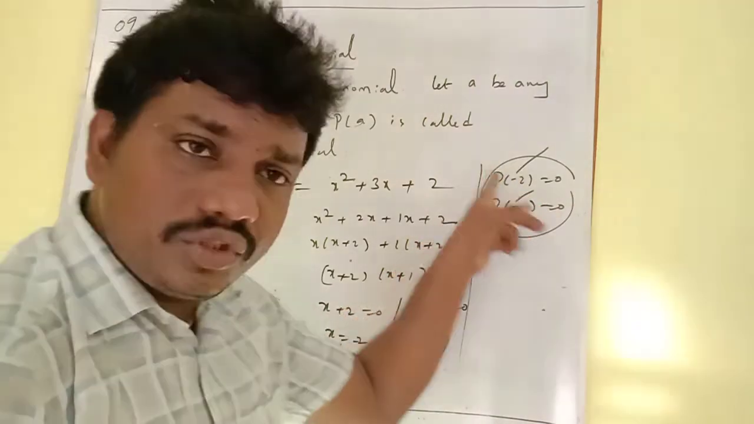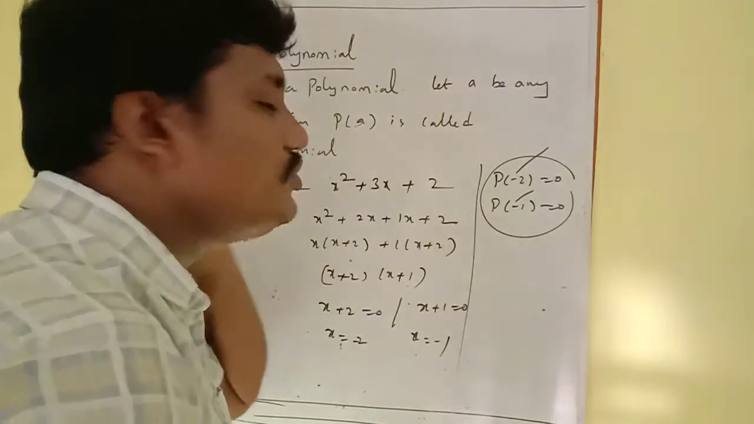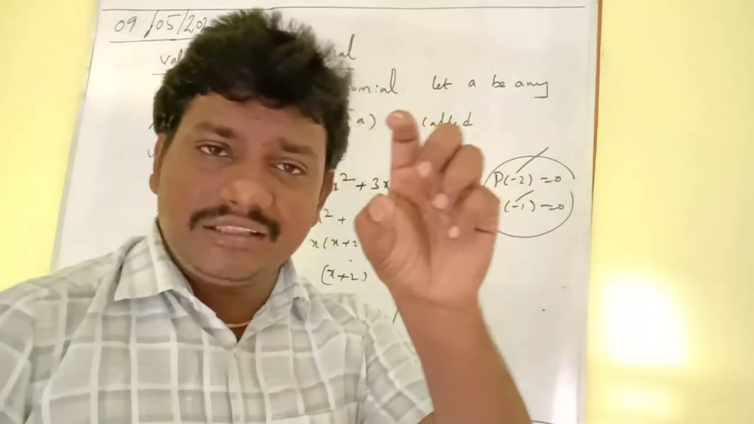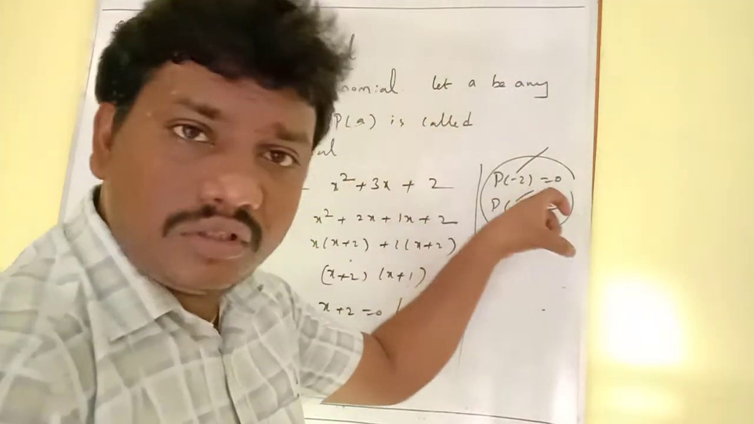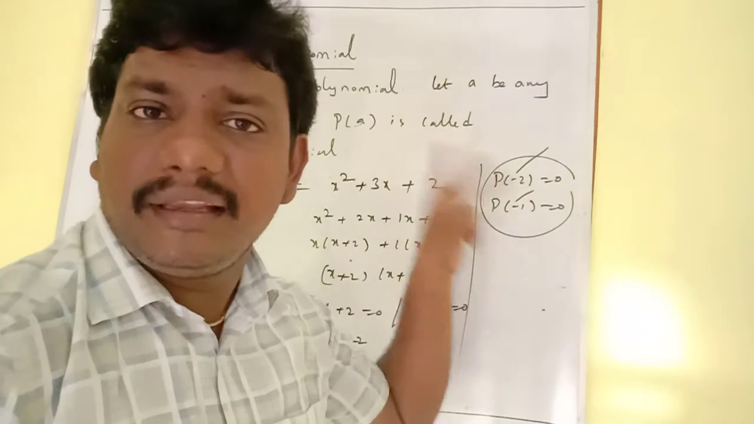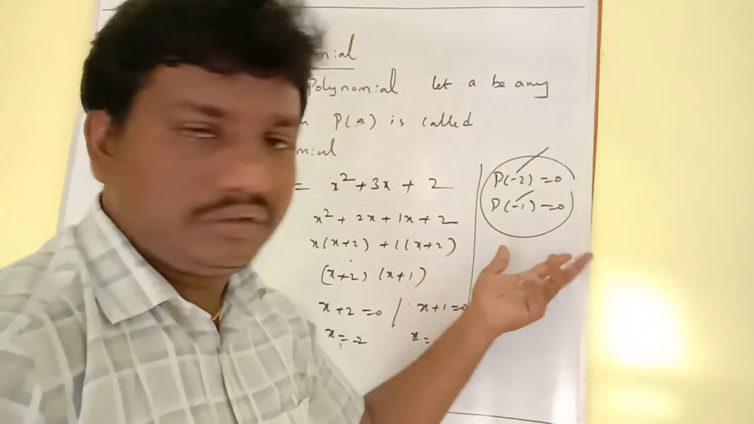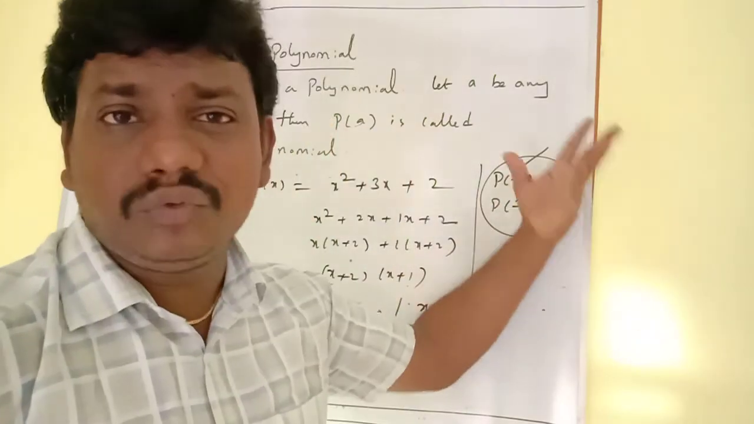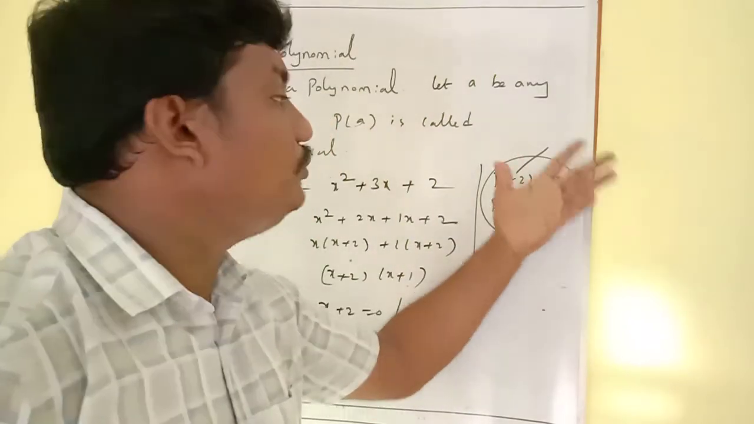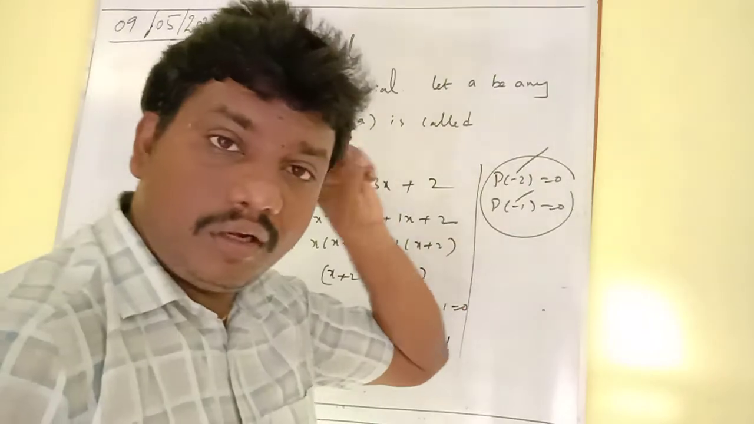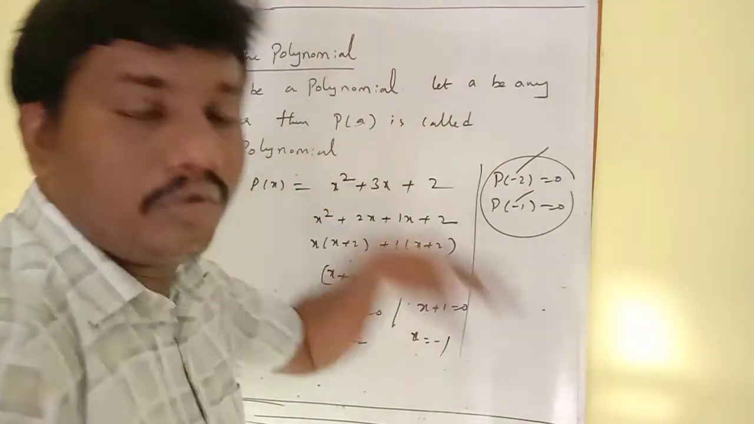So why did we get exactly 2 zeros here? Because its degree is 2. Whenever the degree of the polynomial is 2, the number of zeros is also 2. If the degree of the polynomial is 3, it has 3 zeros. If the degree is 4, it has 4 zeros. So a maximum of 4 zeros will come for a biquadratic polynomial.